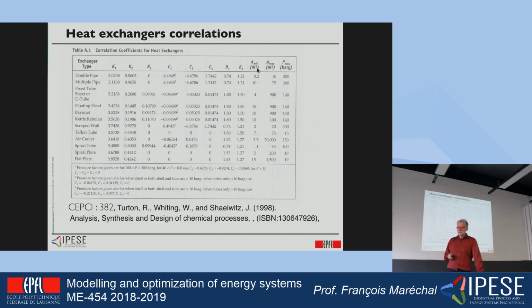Very important, because it also indicates which sizes you can find on the market. So if you need 100 square meters of a double pipe heat exchanger, then you know that you have to buy 10 units, because you will not be able to buy a double pipe of 100 square meters. And of course, as soon as you have this information, don't forget the value of the reference index of the data that you are reading there.